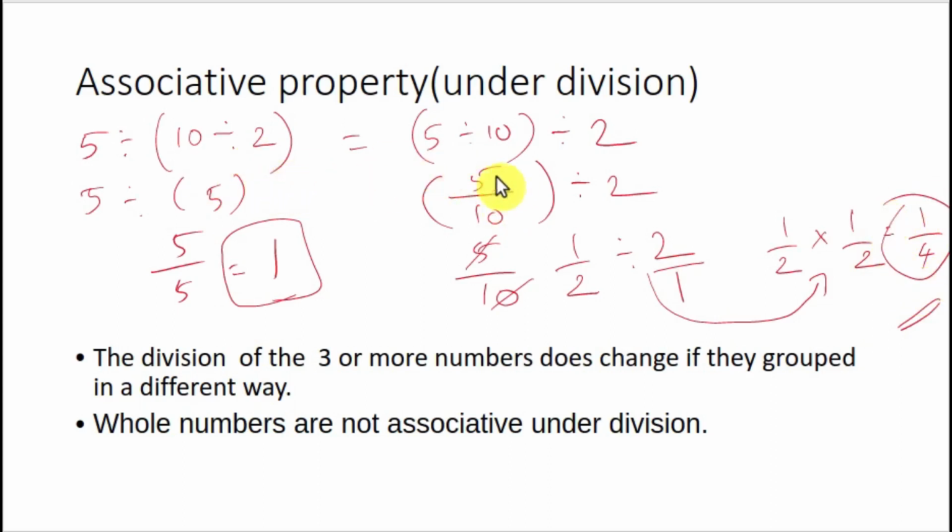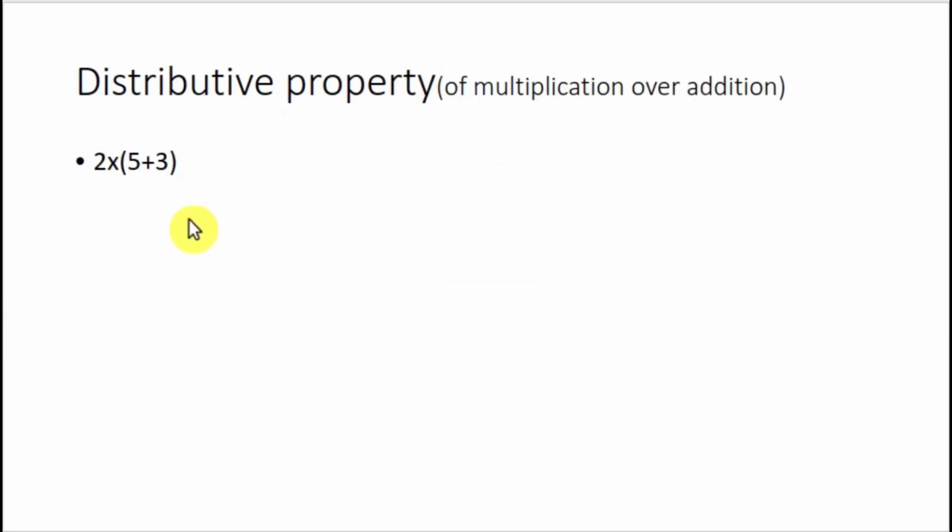When we are grouping in a different way, we are not getting the same answer. So the whole numbers are not associative under division. Next, coming to the distributive property of multiplication over addition.